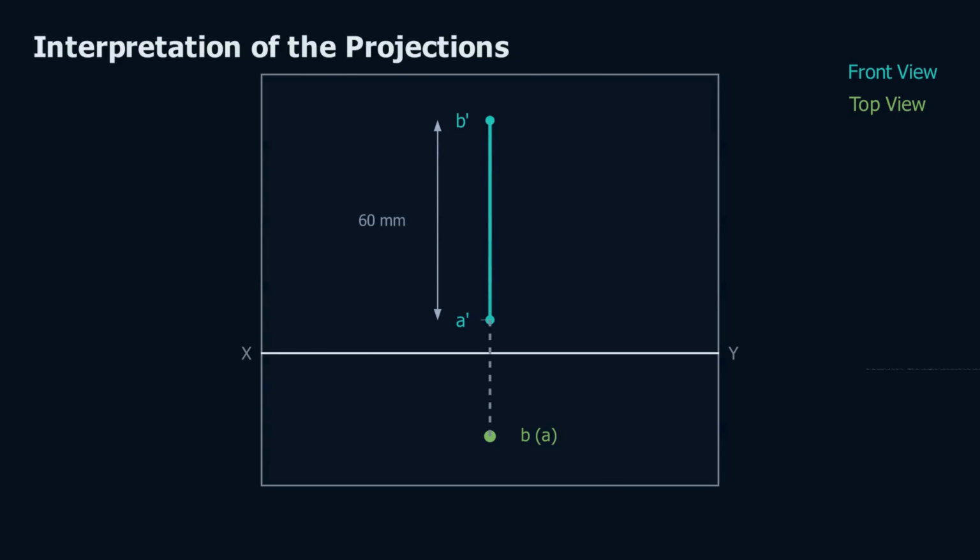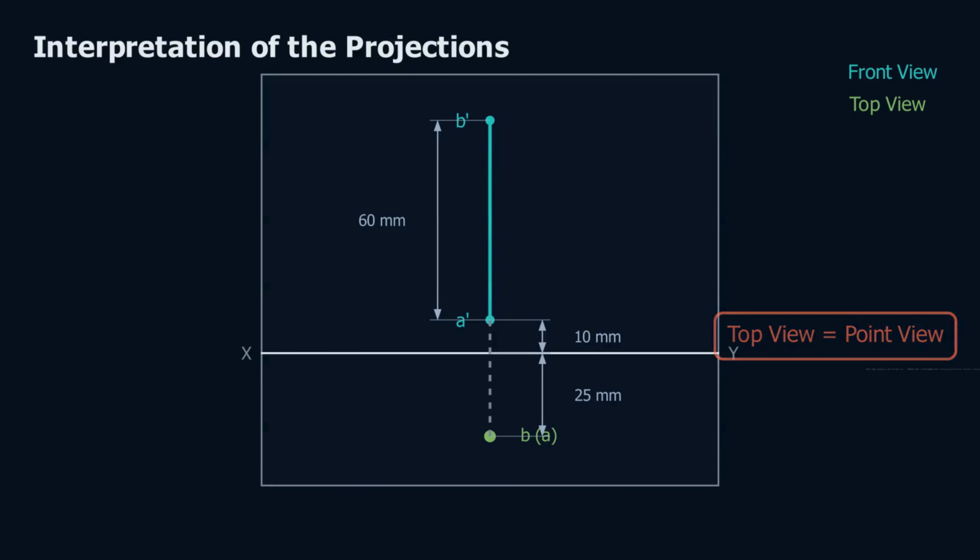Dimension it. The front view measures the full 60 millimeters, the true length of the line. The lower end a dash stands 10 millimeters above XY, the height of point A above the horizontal plane. And the point view lies 25 millimeters below XY, the distance of the line in front of the vertical plane. Length, height, and distance. Every given number of the problem now sits, fully dimensioned, on a flat sheet.